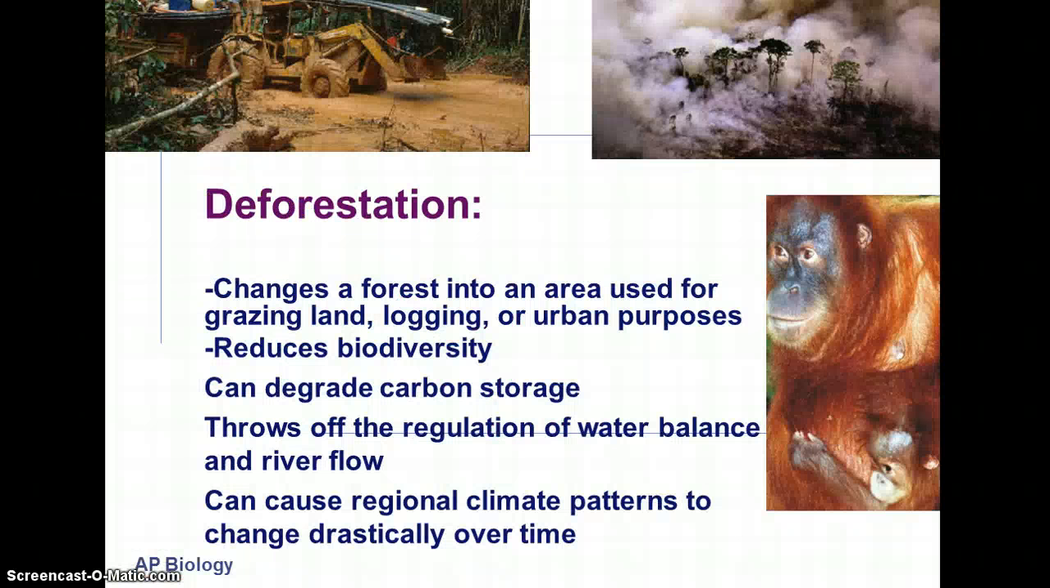Again, this is happening by deforestation, and so changes in forest area due to grazing, logging. It reduces biodiversity, degrades carbon storage because that's where the plants are going to be bringing in that carbon dioxide. The water balance is going to be thrown off, which can, in turn, affect climate patterns.